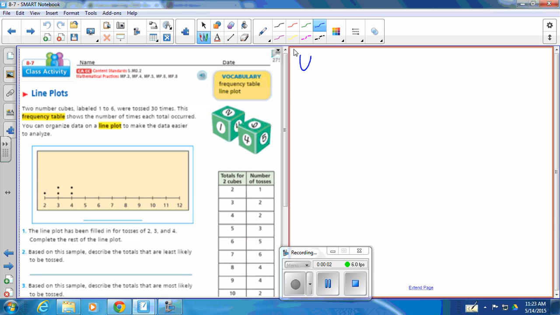Okay, so here we are, Unit 8, Lesson 7. Like I said, this is our last lesson before our quiz tomorrow. So this lesson and all the other ones before it, lessons 1 through 7, will all be on your quiz tomorrow. Okay, so you can expect metric conversions, customary conversions, as well as line plots, which we'll talk about today.